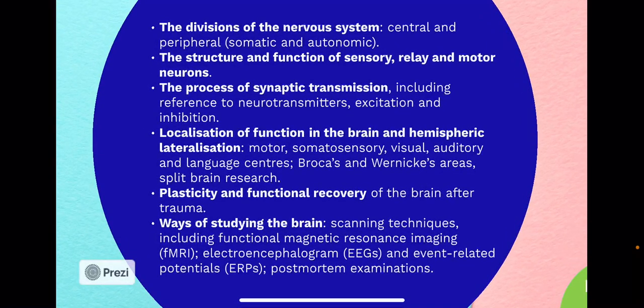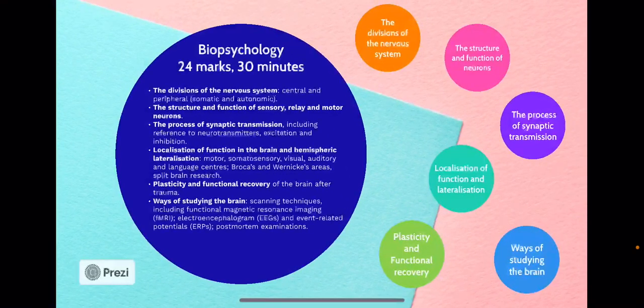According to the advanced information, you will need to cover the divisions of the nervous system, the structure and function of sensory, relay and motor neurons, the process of synaptic transmission, localization of function in the brain and hemispheric lateralization, plasticity and functional recovery, and ways of studying the brain. We will begin with the divisions of the nervous system.